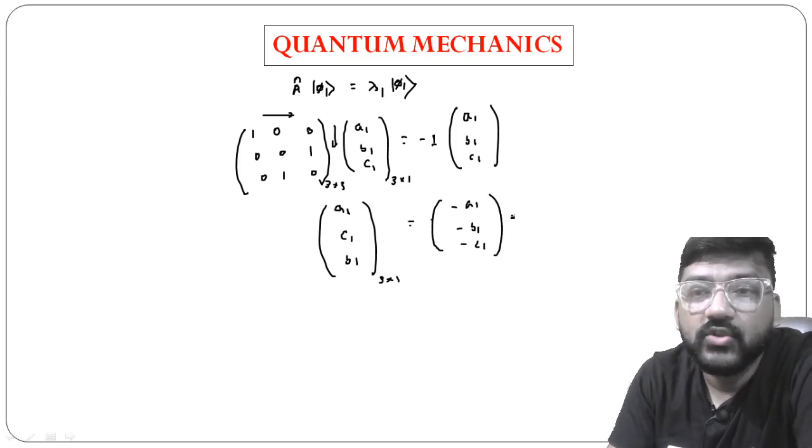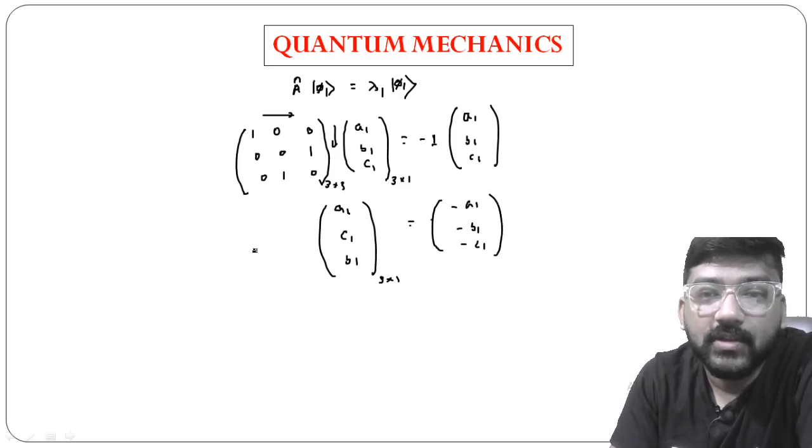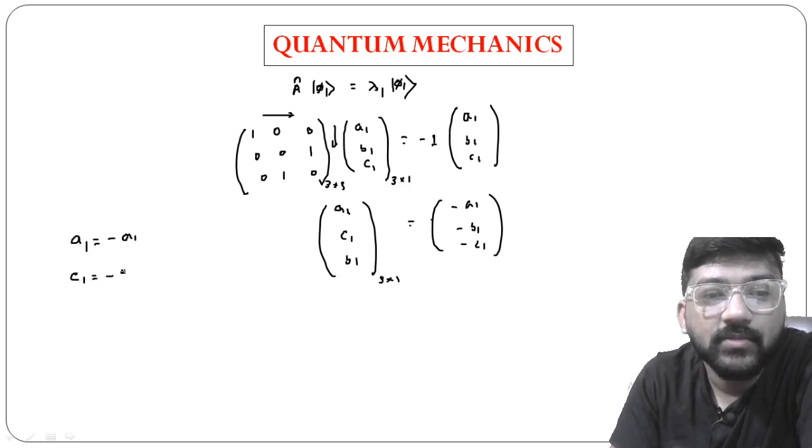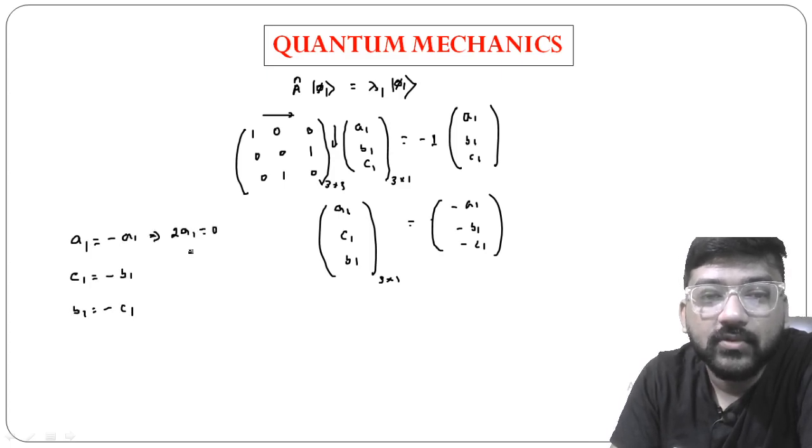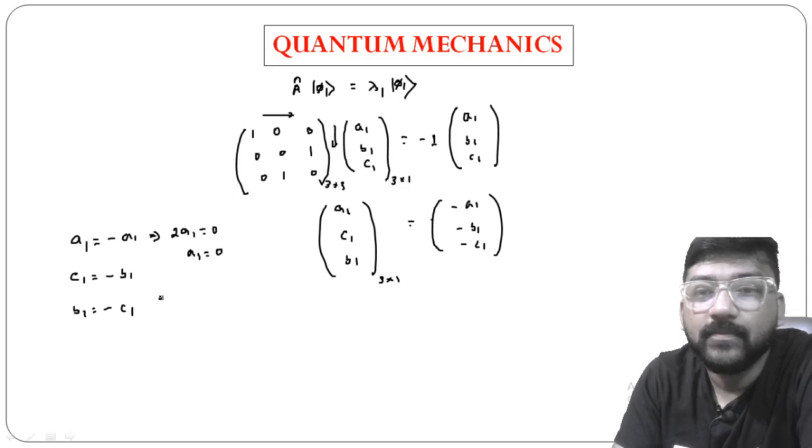Now if you compare both sides, then what will you get? You will get a1 is equal to minus a1, you will get c1 is equal to minus b1, and you will get b1 is equal to minus c1. So a1 equal to minus a1, which means 2a1 equal to 0. So you can write a1 is equal to 0.